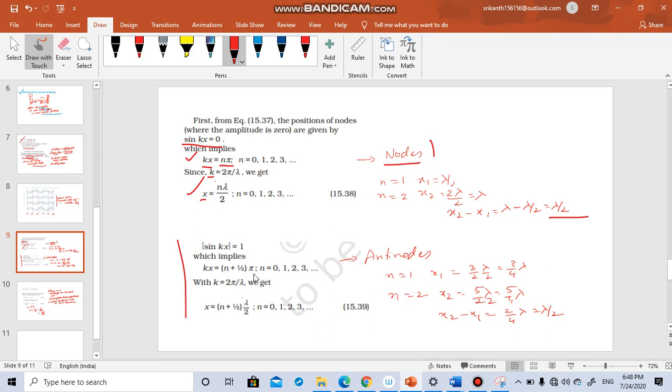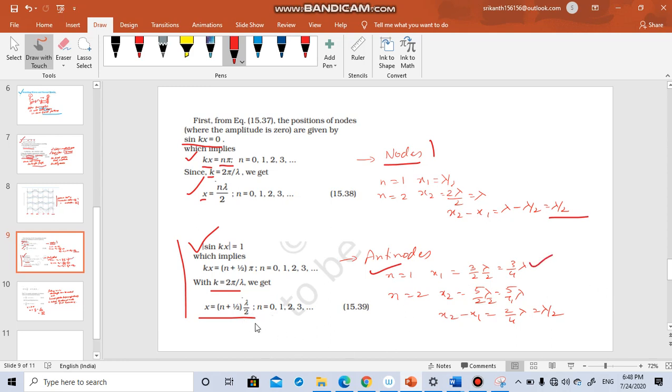Put n equal to 0, it is pi by 2. Put n equal to 1, it is 3 pi by 2. We are talking about the modulus value. So kx will be equal to this. Put k equal to 2 pi by lambda as earlier, you get x equal to this much value. Here also, put n equal to 1, you get x1 equal to 3 by 2 into lambda by 2, which is 3 by 4 lambda.